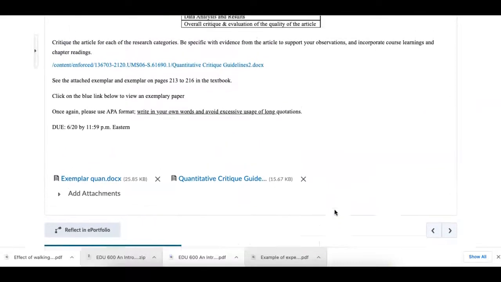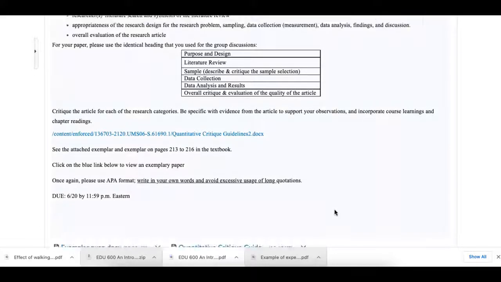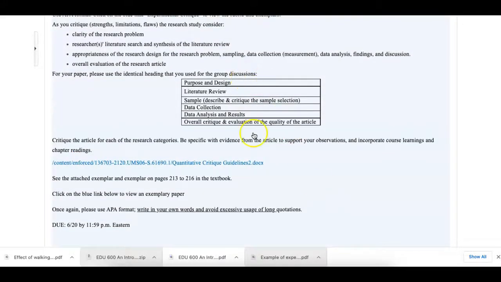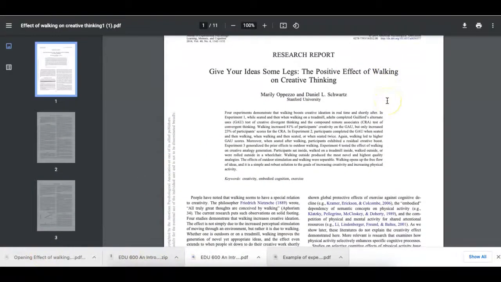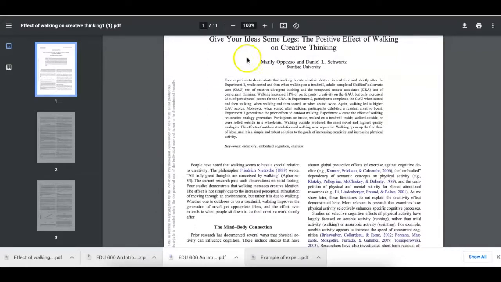So possible 20 points. The format is the same. Really, it's the same paper, it's just on a different kind of research. One thing I would like to talk about is, so here is the research that you're reading. Give your ideas some legs, the positive effect of walking on creative thinking. So in here, there are 4 experiments. When you read this, I'd like you to read the entire paper. I'd like you to focus in on experiment 1 or 2. Maybe read those with a little more detail.